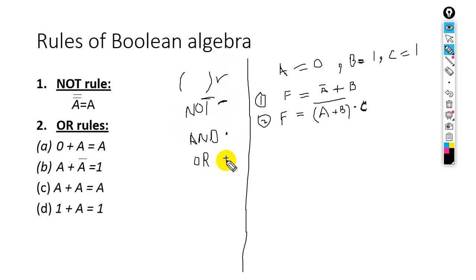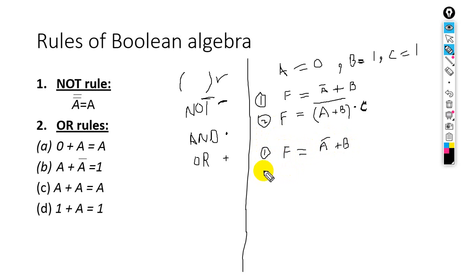So now we have values right here: a is equal to 0, b is equal to 1, c is equal to 1. So now how will we solve this? The first question I want to solve, what is the first Boolean expression? The first Boolean expression is a bar plus b. So now let me solve this.